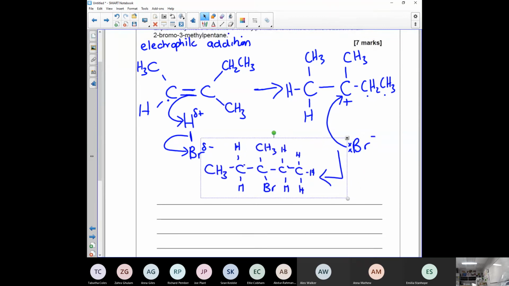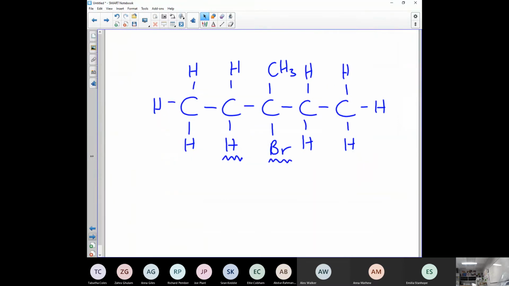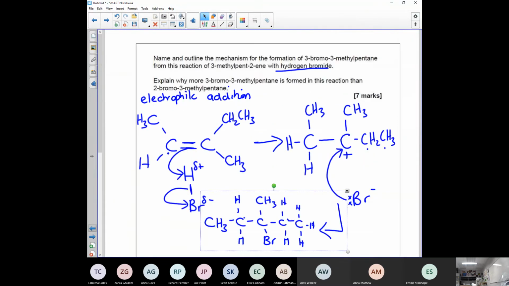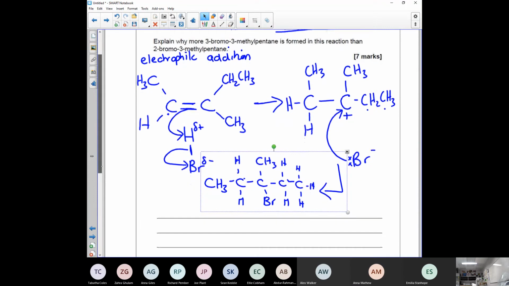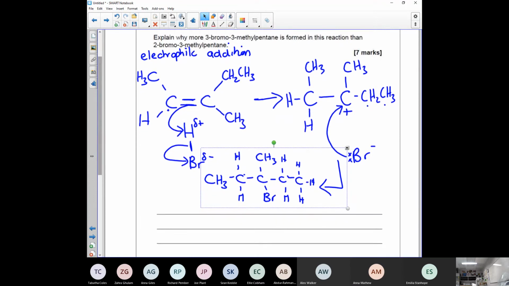Okay. So, does that match what I made earlier? What I said I was supposed to be making? It does. This is good. So, you have to be really careful when you do these kind of mechanisms. If it's telling you which one to make, make sure that the carbocation intermediate that you have formed will make that particular end product. So that's why I kind of drew that out in the first place.